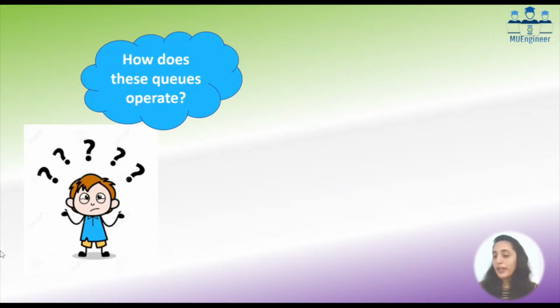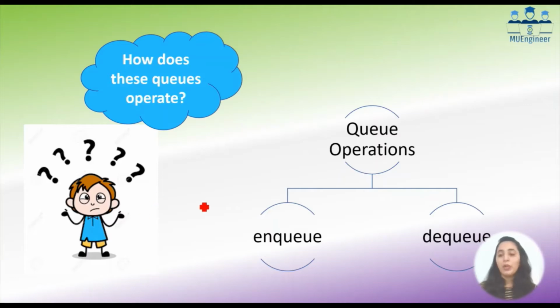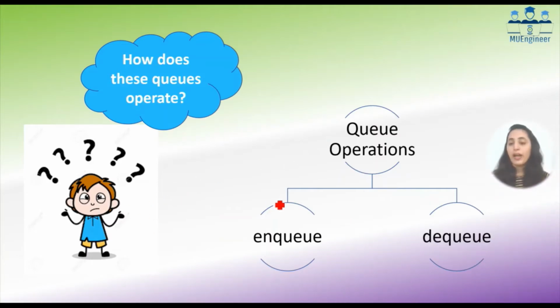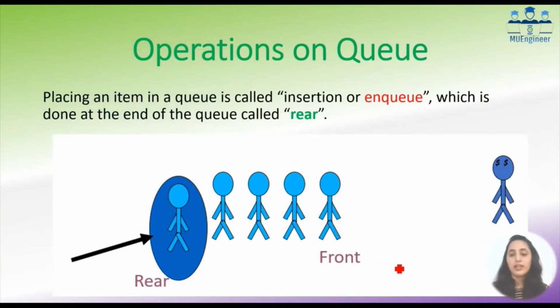So how does this queue actually operate? What are the operations, and if I want to do some operations in the queue, how do I operate them? The queue can be operated with two things, and that is NQ and DQ operations. There are two types of operation in a queue, called NQ and DQ. So what is this NQ and DQ? We'll understand in detail.